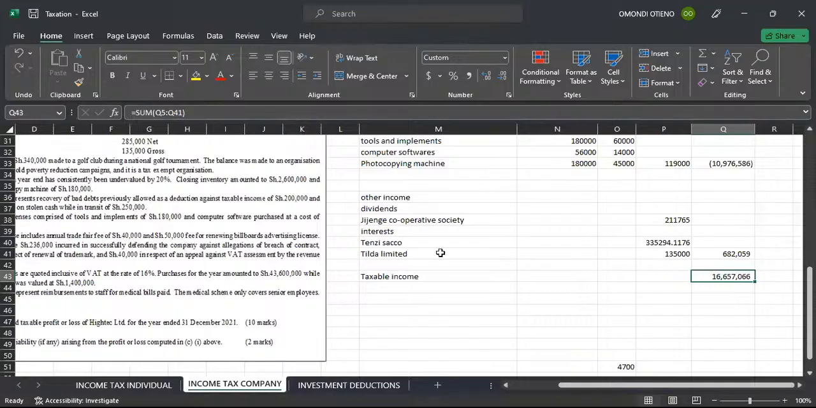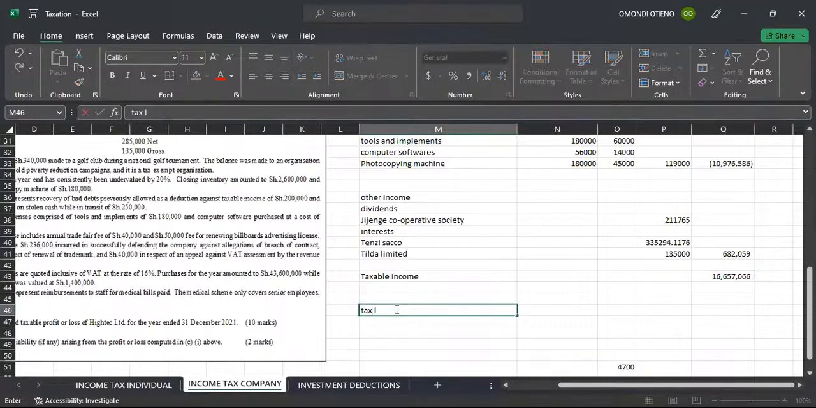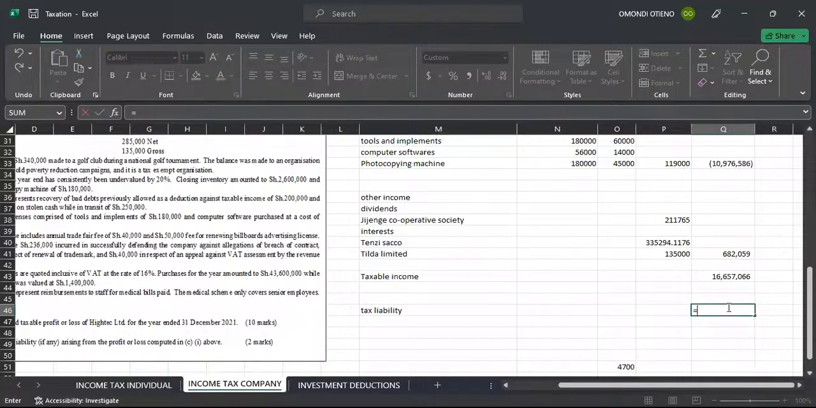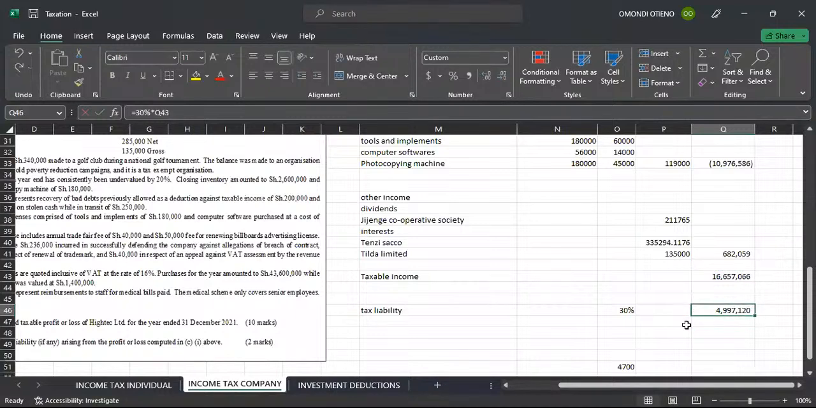So once you calculate taxable income for a company, it is very simple. Tax liability will be 30%. Remember, it is always at 30. The corporate tax is 30%. So it will be 30% multiplied by the taxable income for you to get what they're supposed to pay as tax.